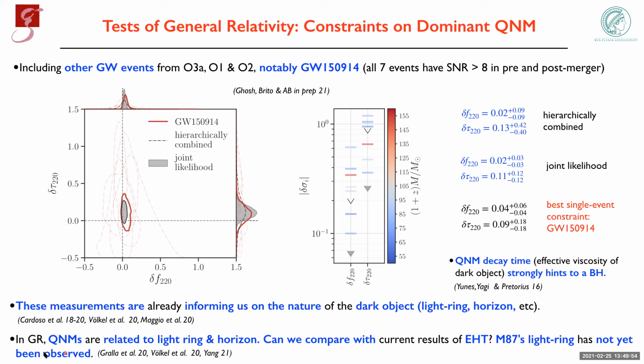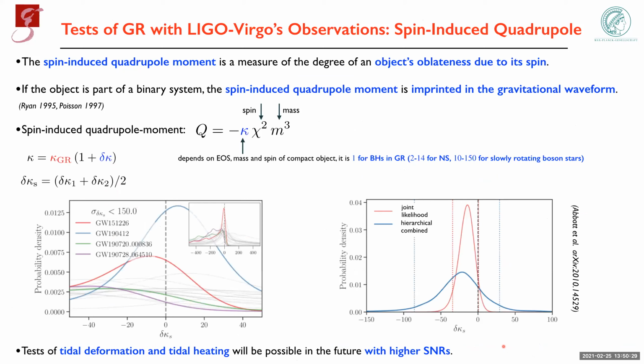And another thing I wanted to say is that in general relativity, the quasi-normal modes are related, as I was saying, to the light ring and the horizon. There have been some studies to understand whether this can already be used to compare with current results from ngEHT. But as we heard yesterday, and also from papers in the literature, until now the light ring of M87 has not yet been observed. So we have to wait for future measurements to be able to compare these results also with what we are learning from ngEHT.